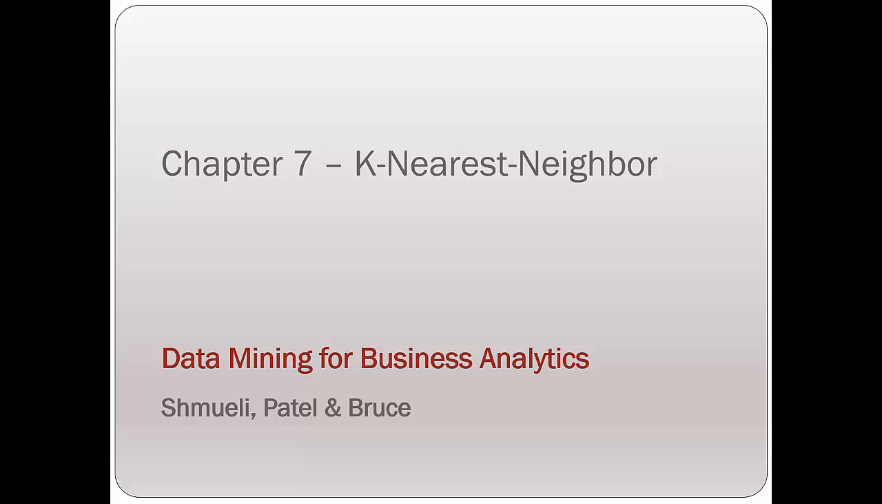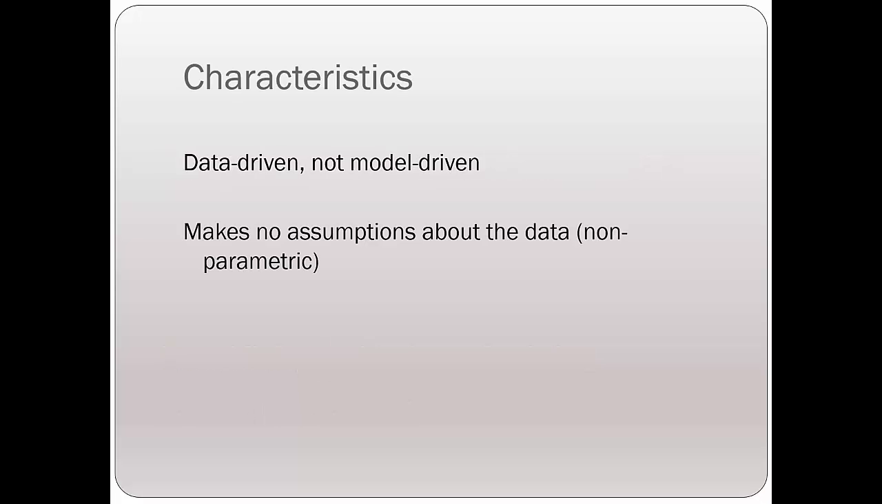The next chapter is K nearest neighbor classification method. We can use KNN, so this is also called KNN, for both classifying categorical target, or we can use it for interval target as well. And the method is based on calculating descriptive information from the data, and therefore this is called data driven as opposed to model driven.